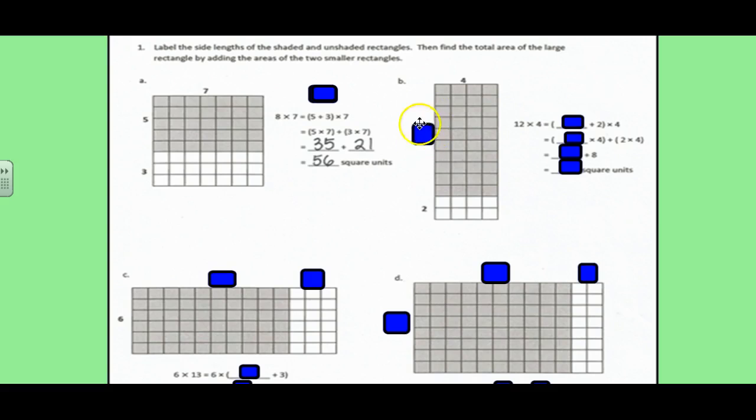So I want you to go ahead and label this side length and make sure you're writing that number right here on the problem set. And whenever you're ready to check your answer, you can push play.